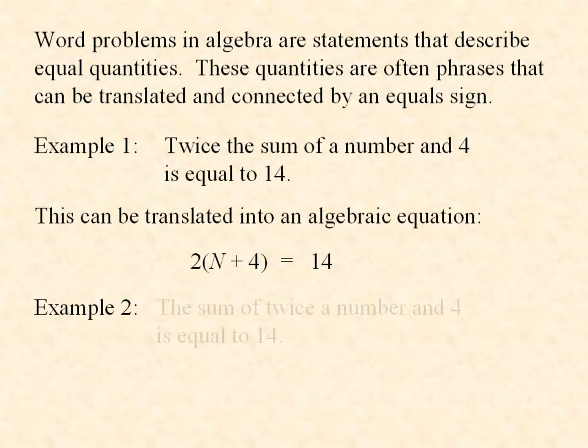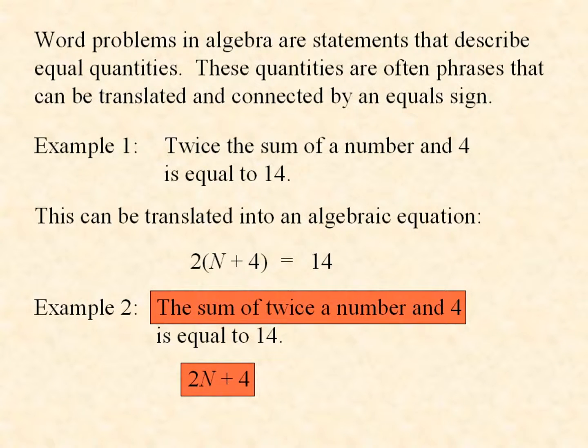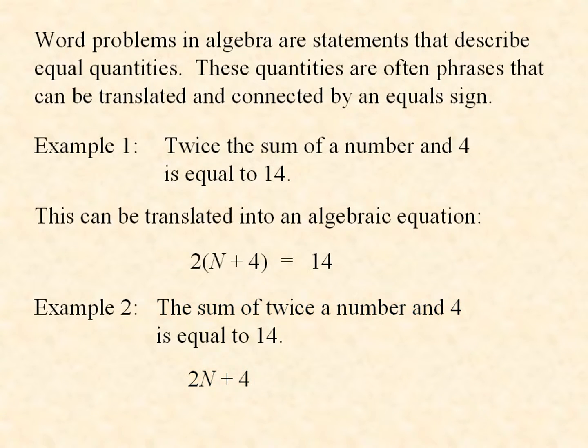Example 2. The sum of twice a number and 4 is equal to 14 would be translated this way: the sum of twice the number and 4 is 2n plus 4, and is equal to 14 completes the equation.